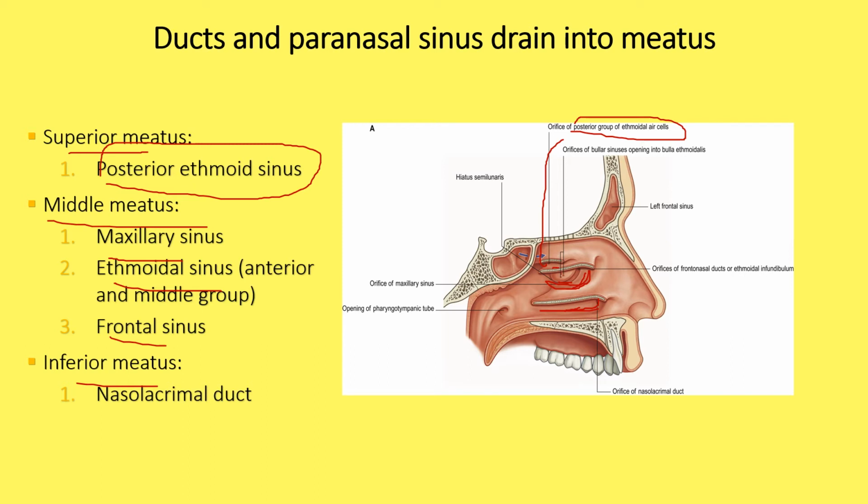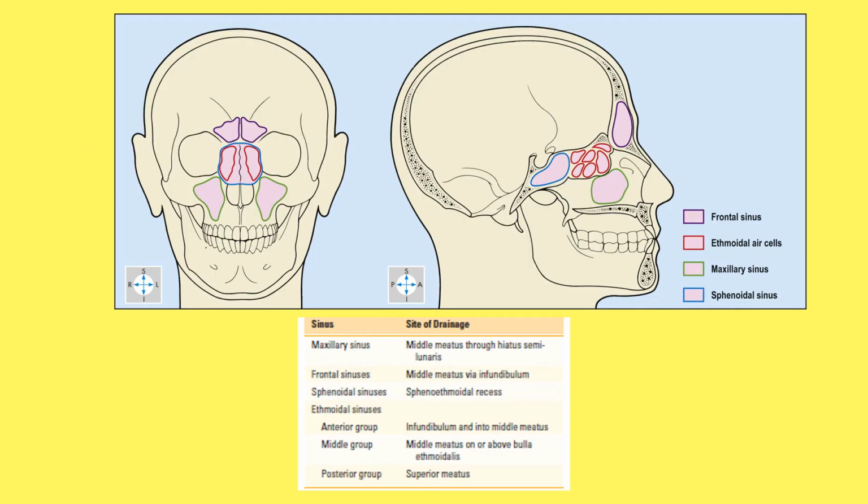Okay, so this is another picture showing the multiple sinuses that are present in the upper respiratory tract. You have the frontal sinus, the ethmoidal sinus, the maxillary sinus, and the sphenoidal sinus. And this is just another table that summarizes the sinuses and their openings.